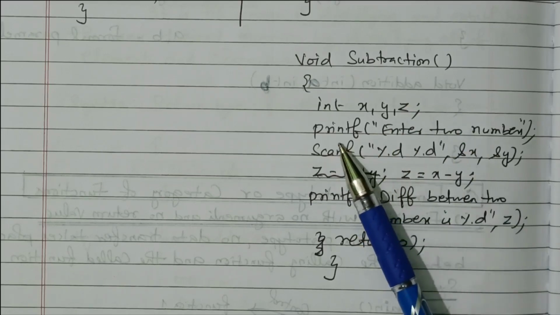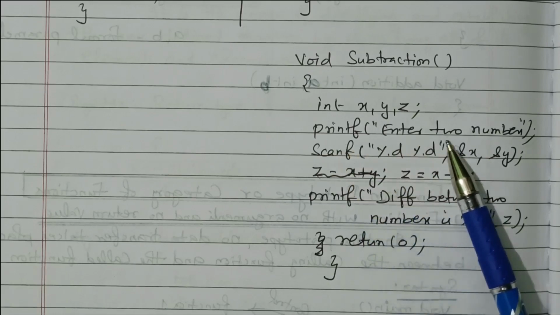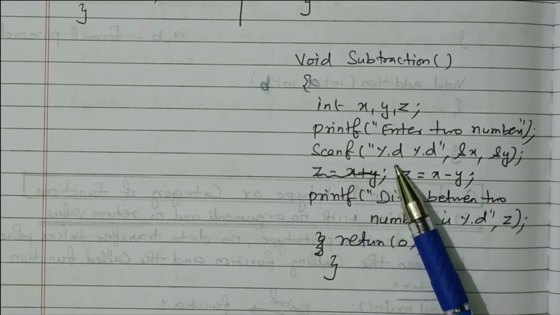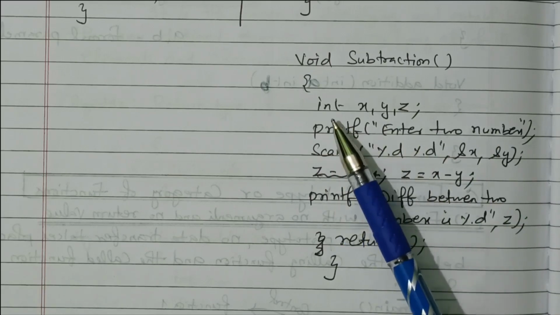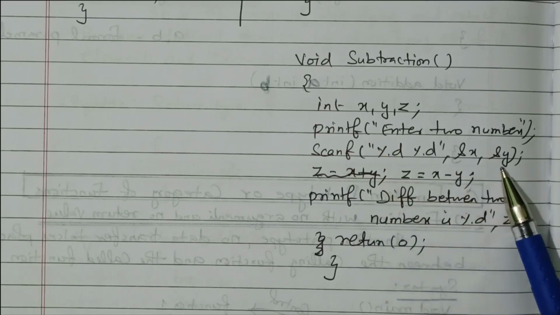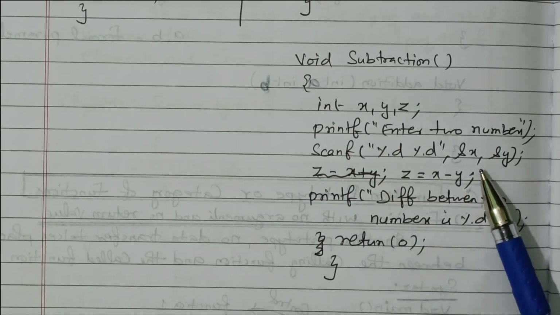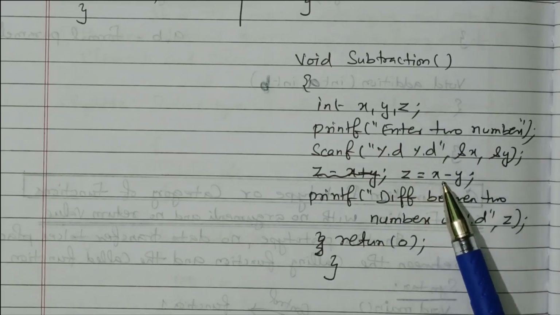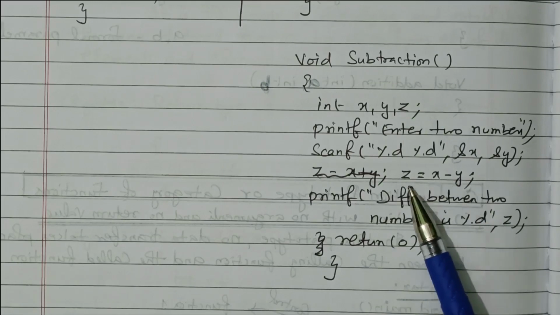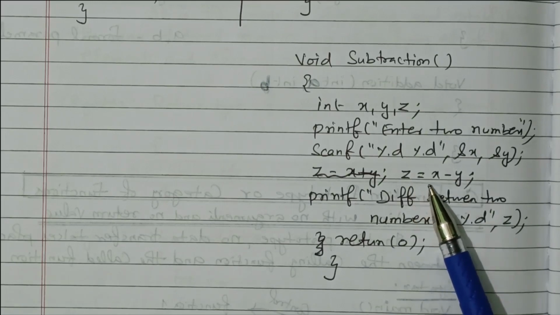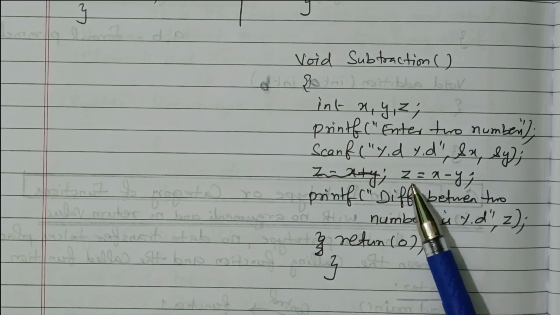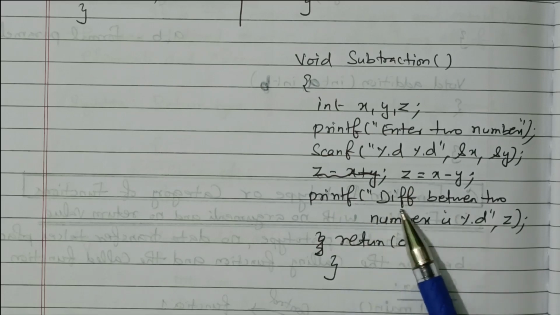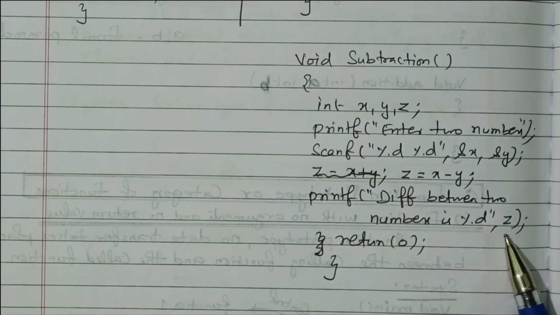So we ask the user to enter two numbers. Enter two numbers. Using the printf statement, we are asking the user to enter two numbers. The user will enter. Using the scanf statement, we scan the two numbers. %d refers to integer. And &x and &y mean the addresses of x and y. The entered numbers are stored in x and y. So the subtraction: z equal to x minus y. x and y are inputs, z is the output. Two numbers are subtracted and stored in the variable z. So the answer available in z is printed. Difference between two numbers is %d, z.